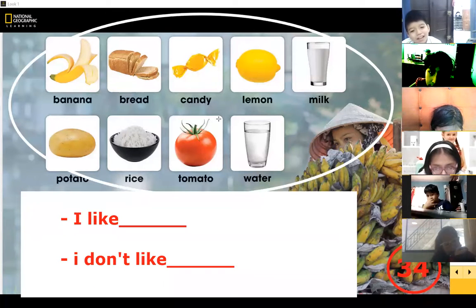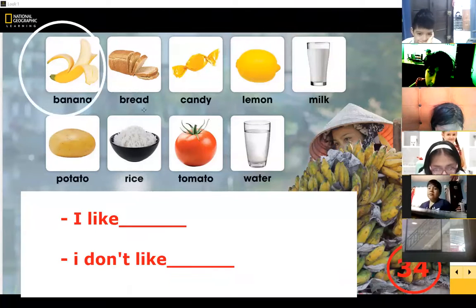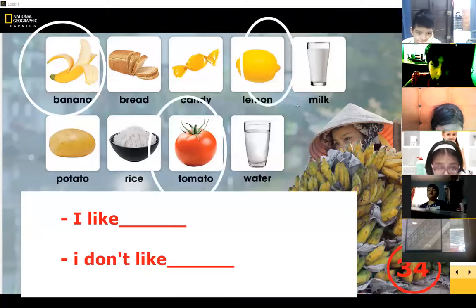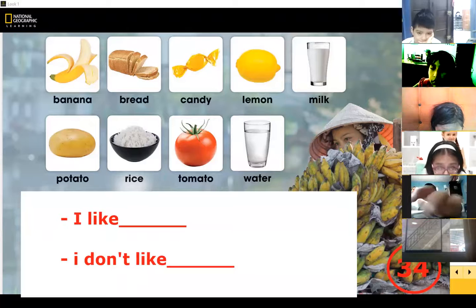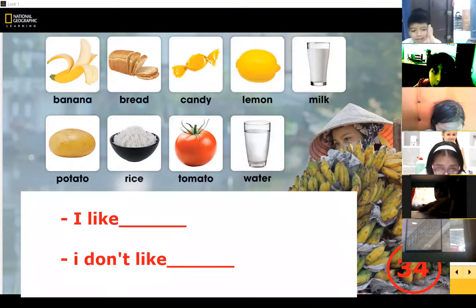Excellent. And lemon. Oh, very good. I like banana. I don't like tomato and lemon. Thank you very much, Rafael. That's correct. Another student, Alexa.